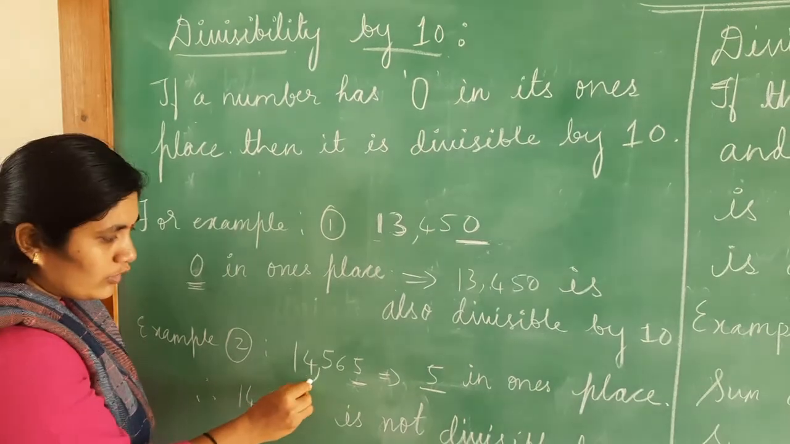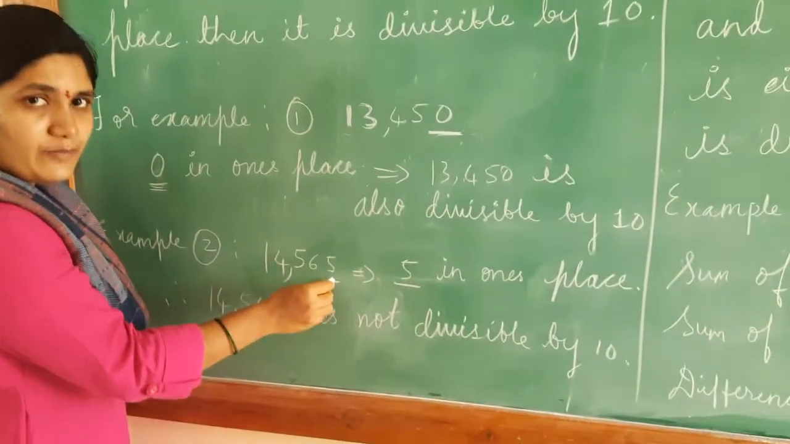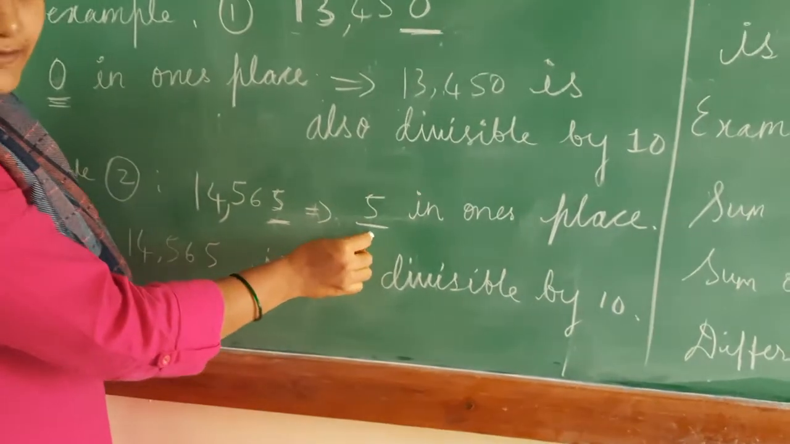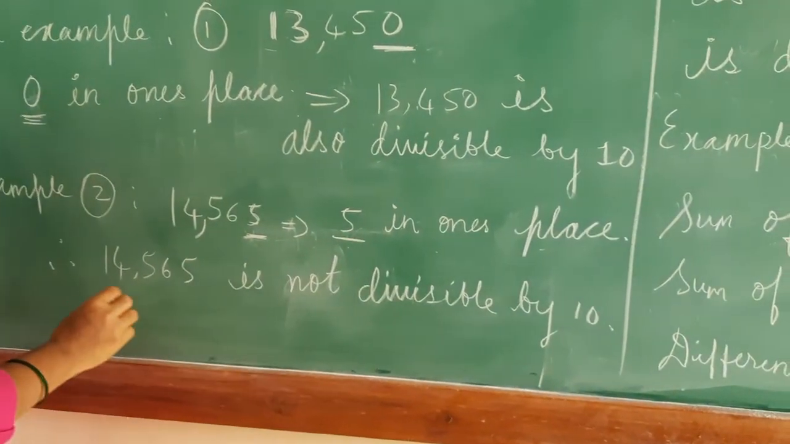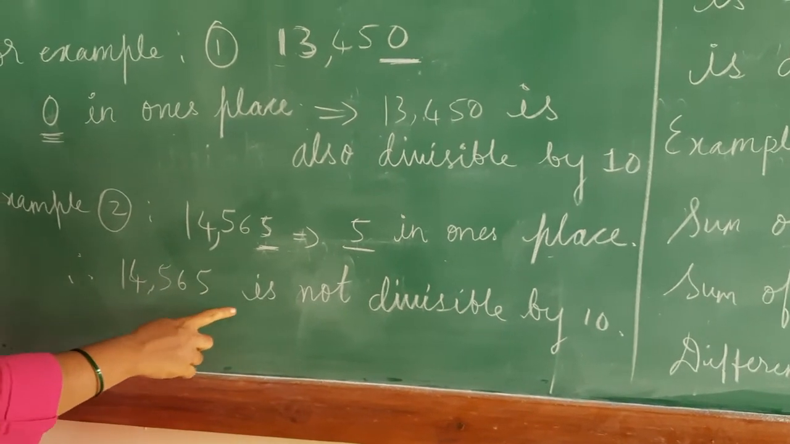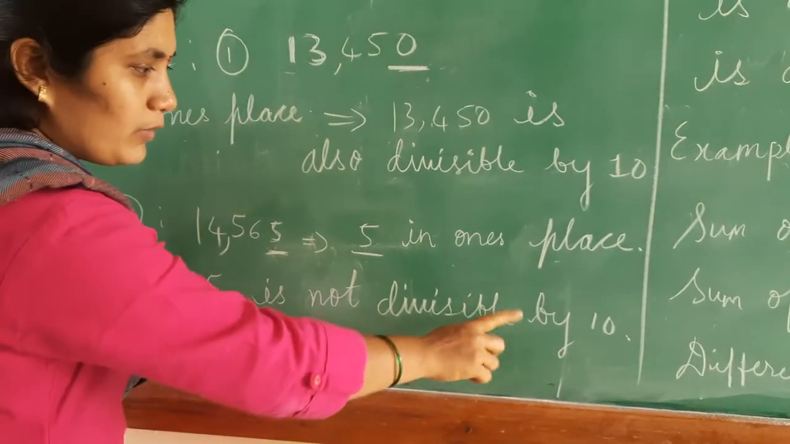Example 2. 14,565. According to the given rule, the number in the ones place is 5. 5 is in the ones place. Therefore, the given number, 14,565, is not divisible by 10.